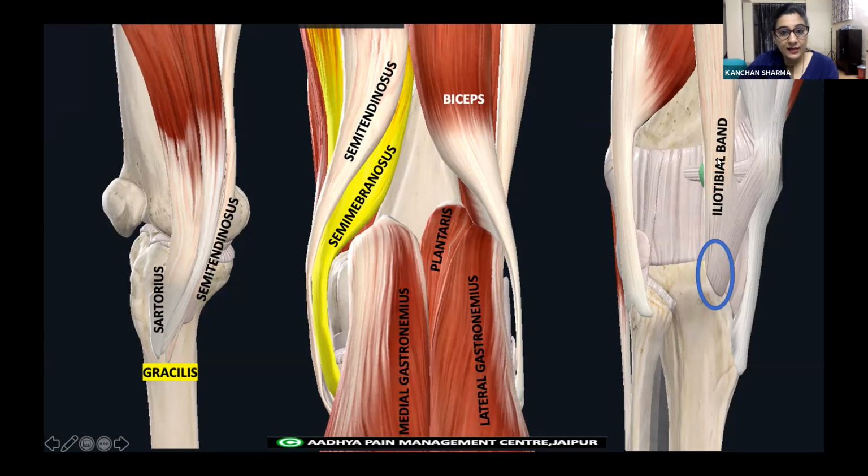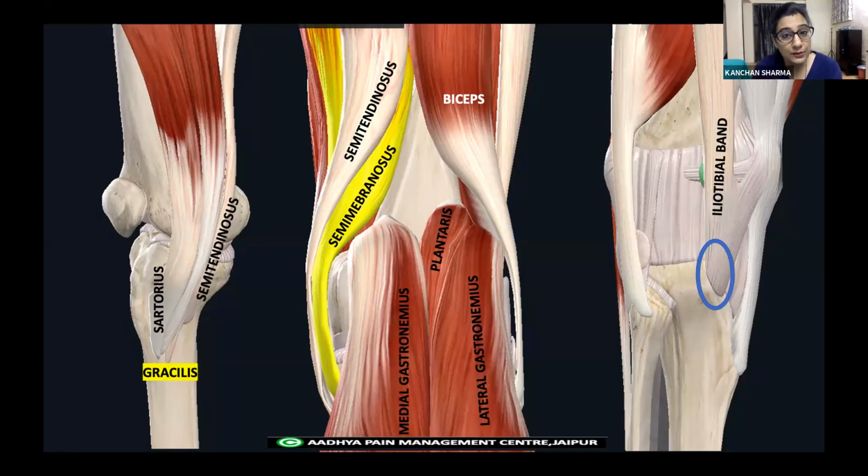Now, on the lateral side, we have learned there is the iliotibial band, and this iliotibial band attaches to Gerdy's tubercle. What is Gerdy's tubercle? Gerdy's tubercle is an elevation present on the anterior aspect of the lateral plateau of the tibia. Because this is present on the lateral side, you can easily remember it. That's why its attachment should be on the lateral plateau. On the lateral plateau, you have some bony projections on the anterior aspect, and that is Gerdy's tubercle.